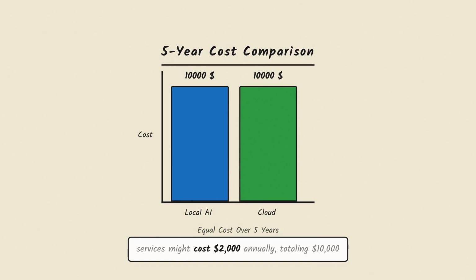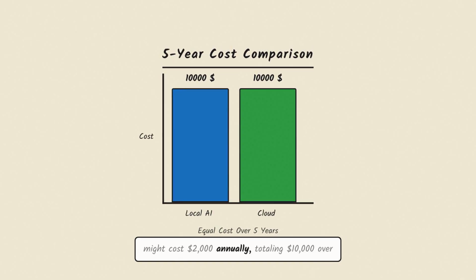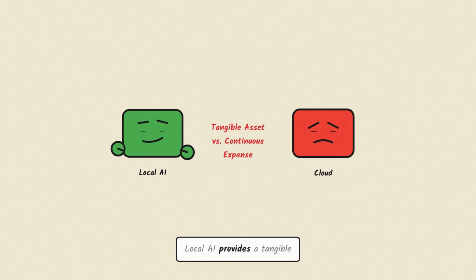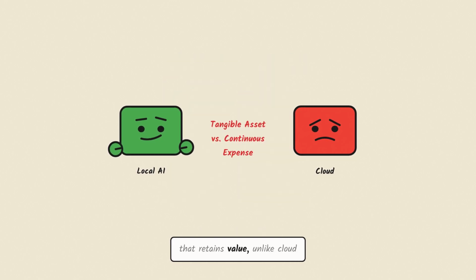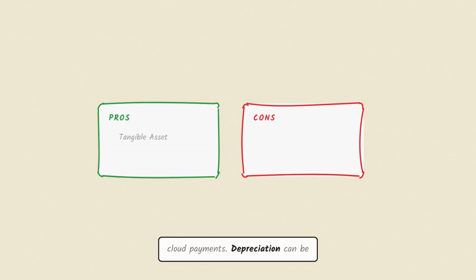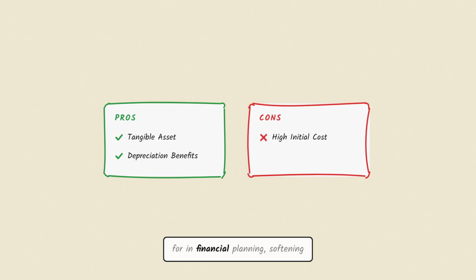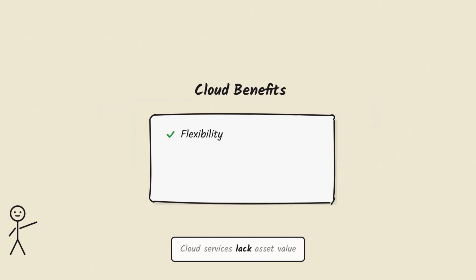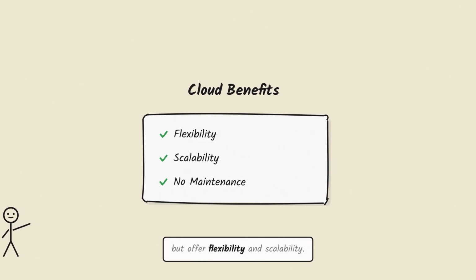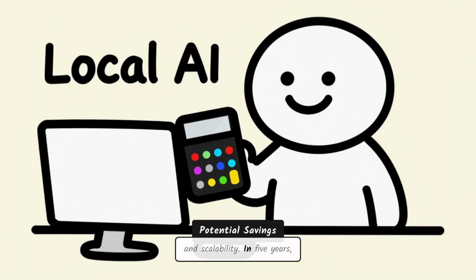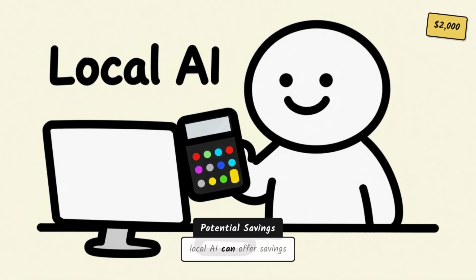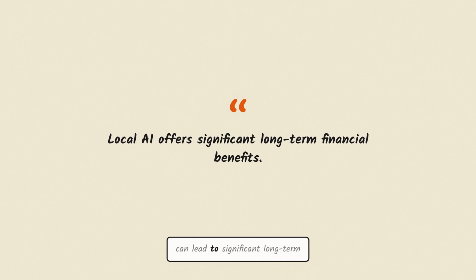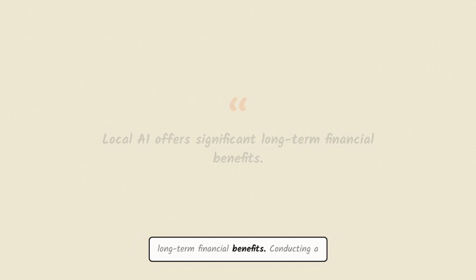Cloud services might cost $2,000 annually, totaling $10,000 over 5 years. Local AI provides a tangible asset that retains value, unlike cloud payments. Depreciation can be accounted for in financial planning, softening the blow of upfront costs. Cloud services lack asset value, but offer flexibility and scalability. In 5 years, local AI can offer savings if hardware retains value. Choosing local AI can lead to significant long-term financial benefits.